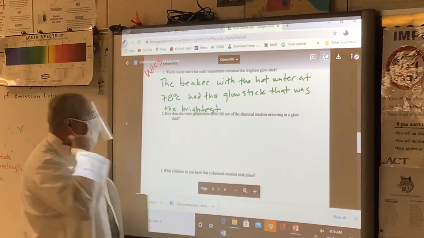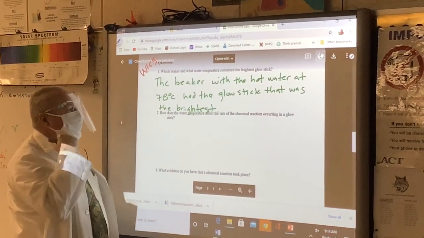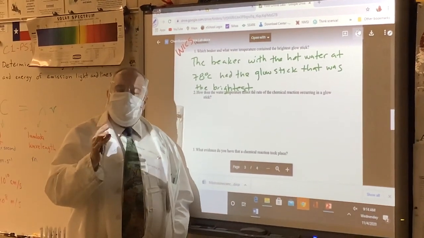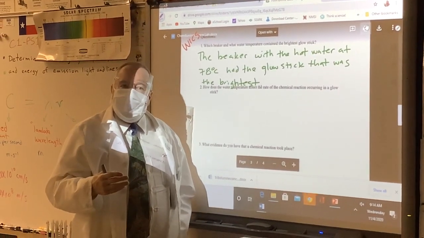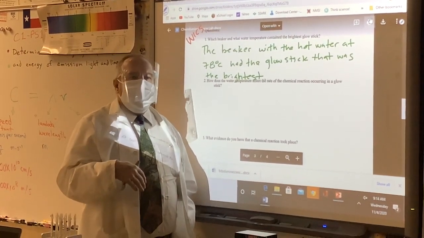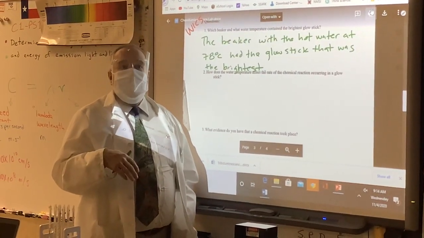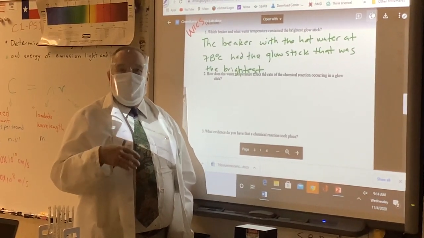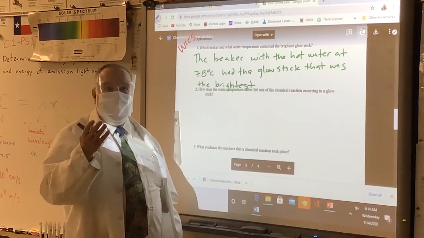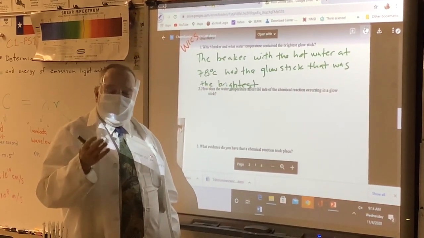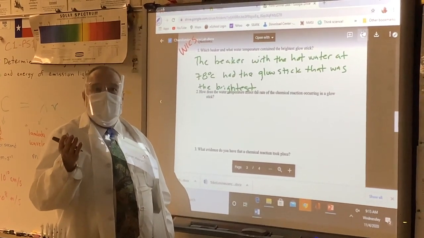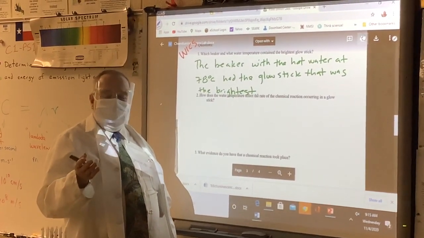Now it says, how does the water temperature affect the chemical reaction? So what's happening is, in the hot water, the chemical reaction goes faster. It's using up reactants and producing more product, and that reaction releases energy that elevates those electrons. If you release more, you excite more electrons and you get brighter light of greater amplitude.